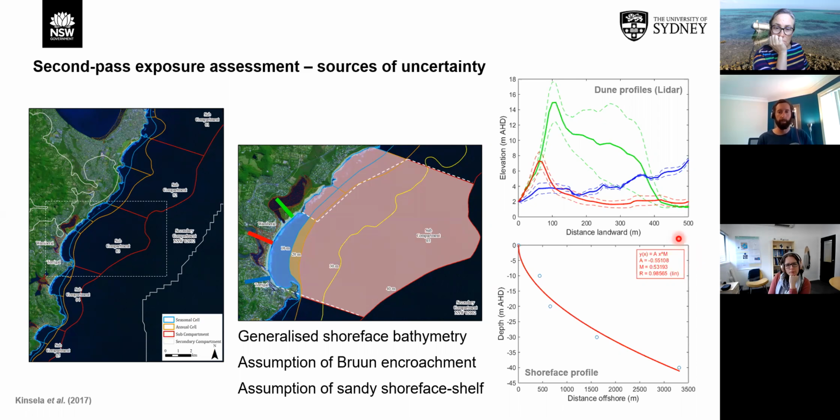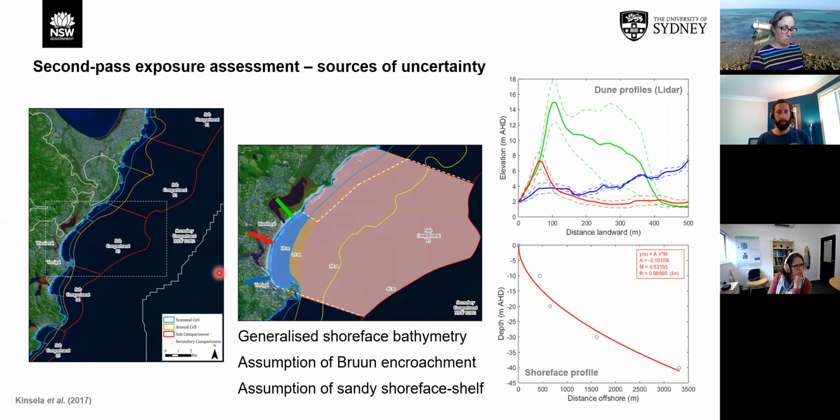And this was most apparent in looking at the shore face. By this time, we had terrestrial LiDAR coverage, so high resolution topography along the entire coastline, and we were able to average the morphology along shore of our beaches into quite accurate profiles based on that high resolution data. But when it came to offshore, we didn't really know too much about what was going on out there.